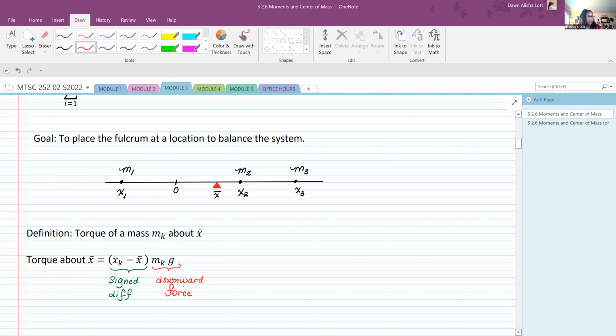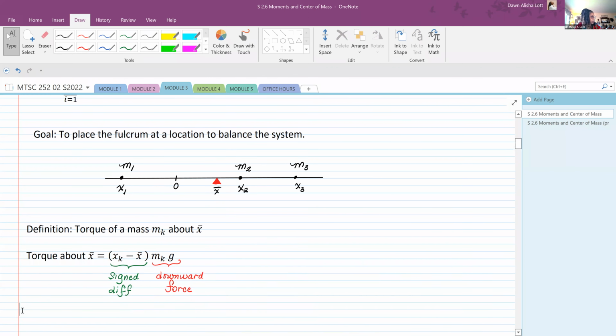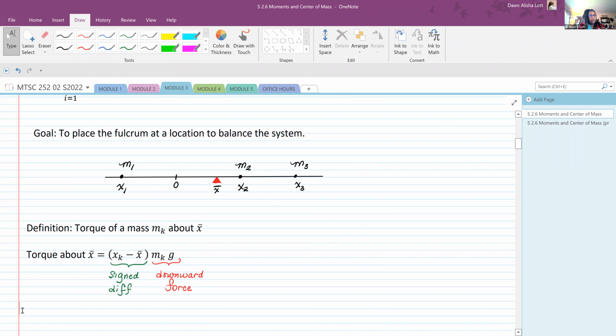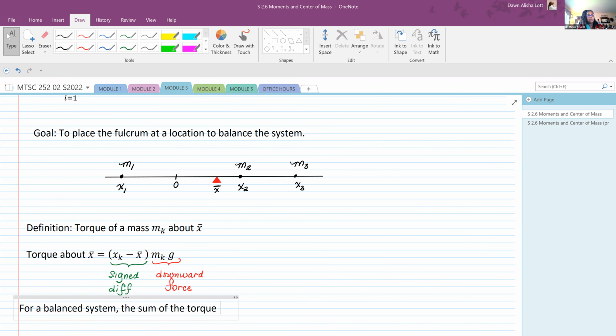So on Monday, we will finish this. Let me just say one thing. For a balance, the sum of the torques will equal 0. Okay, we're going to stop here.